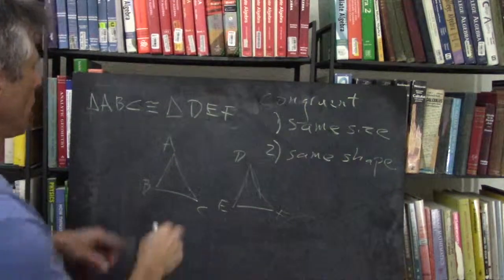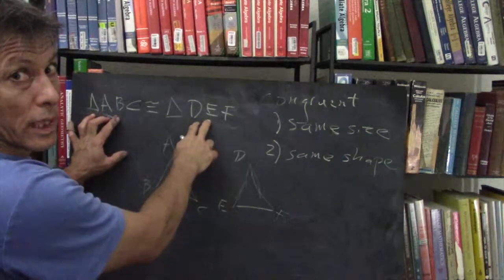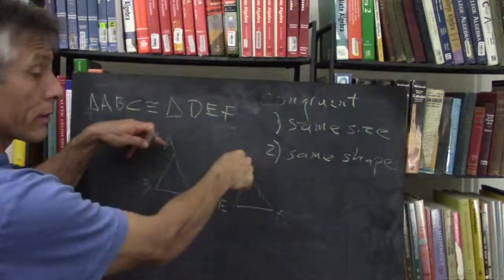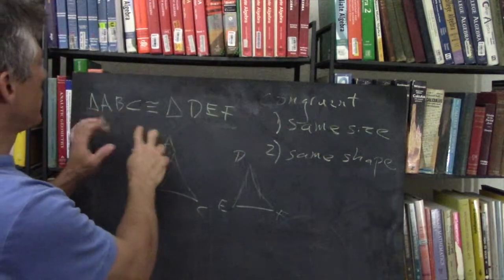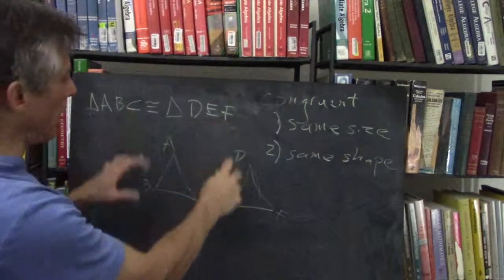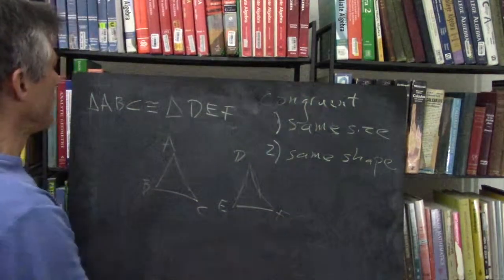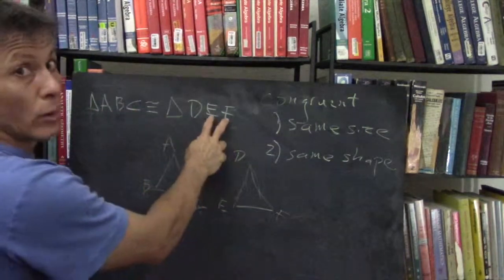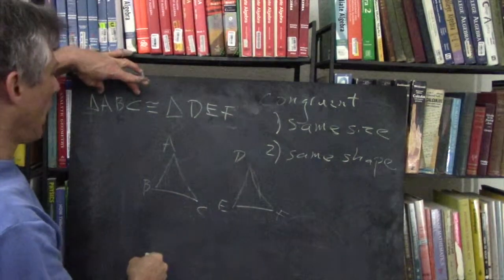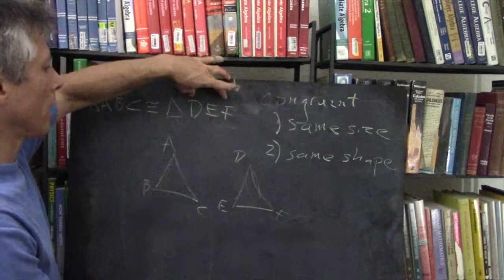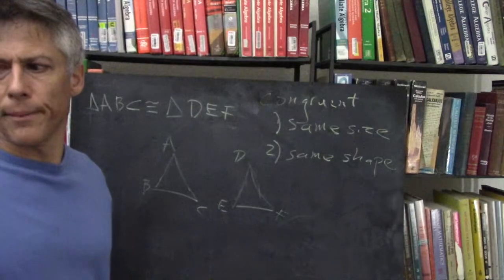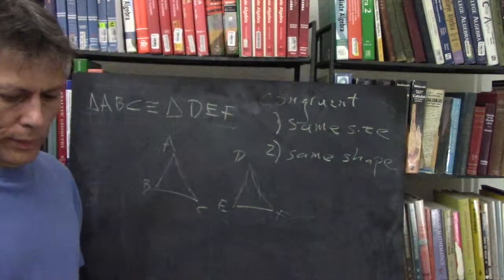But then also segment AB is congruent to segment DE. So AB and DE, these lengths are the same. Segment BC is congruent to segment EF. This length is the same as this. So first two letters go with first two, last two with last two, and outsides AC with outside DF. So it's convention to arrange it in that order. So that's what we mean by the congruence.